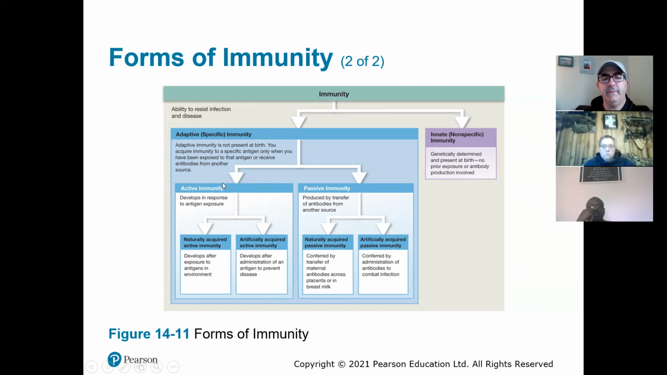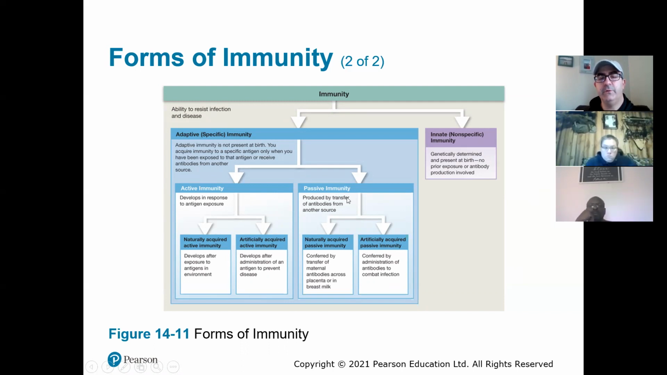Active immunity develops in response to being exposed to something. So, if you got chicken pox when you were a kid, you were exposed to chickenpox. Your body made a bunch of T cells to fight off the chickenpox virus. If you get exposed to it again, you'll already have an army ready to go. And so that's active immunity. You've been exposed to that thing.